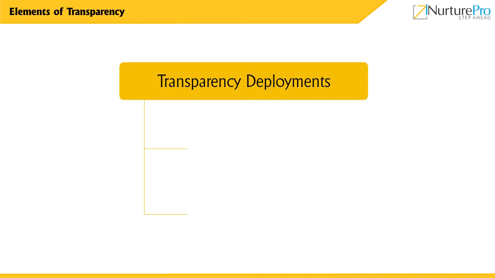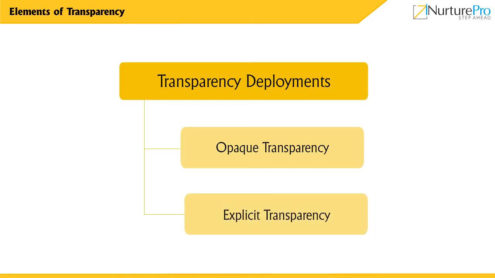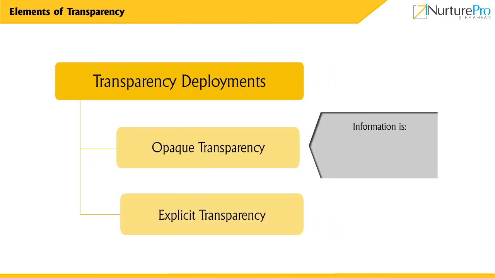Transparency deployment is categorized into two classes, namely opaque transparency and explicit transparency. Opaque transparency means information is not well defined. It may also involve inconsistent or defective information in terms of how controls are realized in the cloud environment.